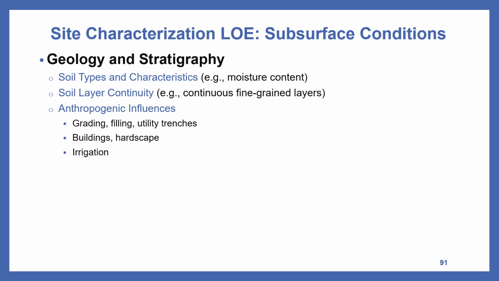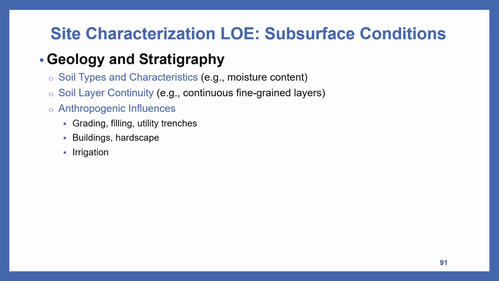In terms of anthropogenic influences, here we've just listed a few and they have different potential effects. Grading, filling, utility trenches, these things are going to change the vapor migration characteristics of the subsurface. They may break up the soil structure, break up that continuity. The presence of buildings or hardscape can result to some extent in a capping effect. Irrigation is going to introduce more water into the subsurface, so it's going to increase soil moisture and at least locally or temporarily result in less vapor migration.